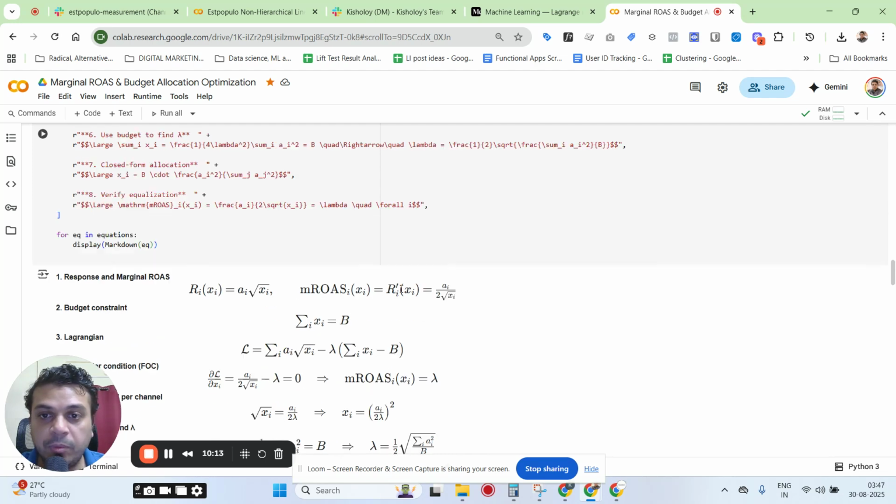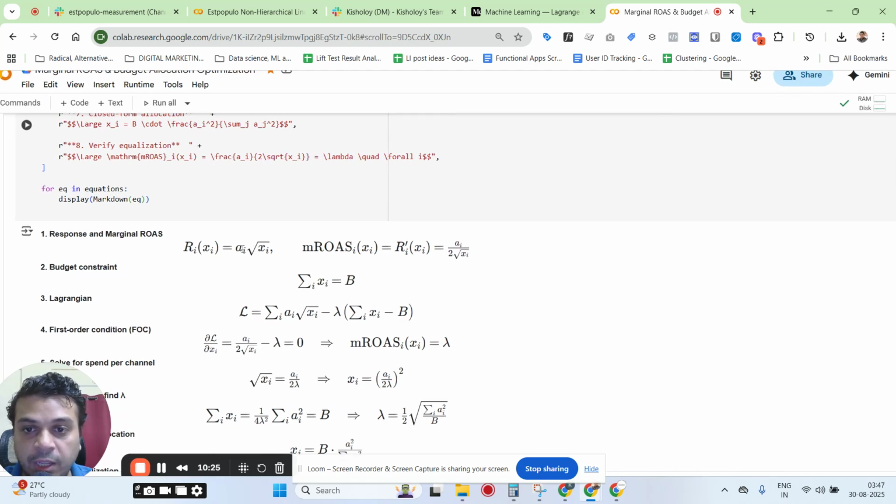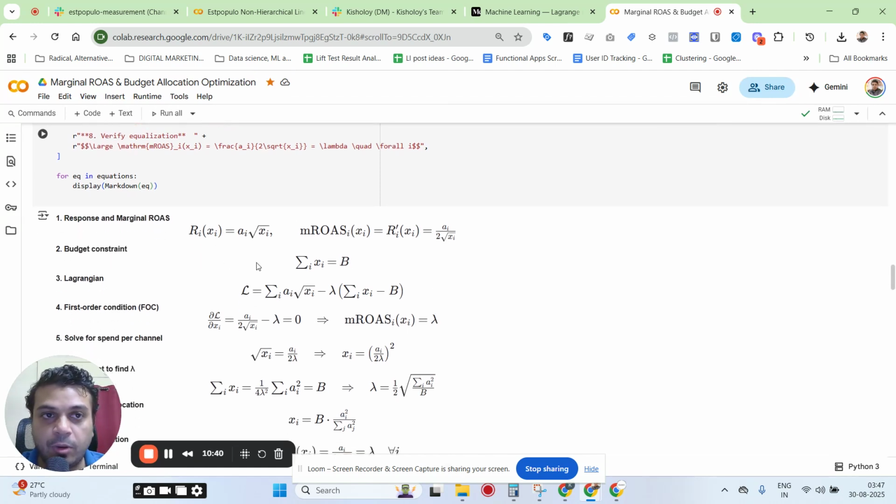Marginal ROAS, remember, we said during the earlier part of the discussion, that it's the first derivative with respect to xi. And this is what it looks like. If you take the first derivative, it's x to the power half. The 2 comes down here, and then you have minus 1. So half minus 1 is x to the power minus half. So simple basic first derivative. You can look up the formula if you need a refresher, but it's pretty basic. So we already have the r dot i of xi.